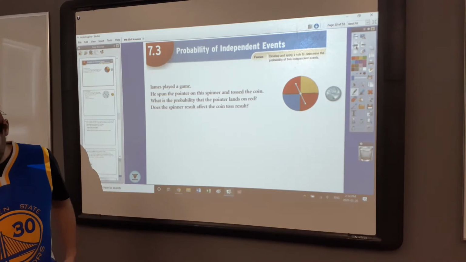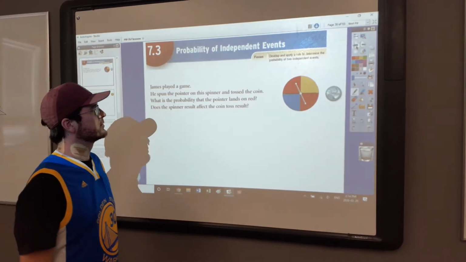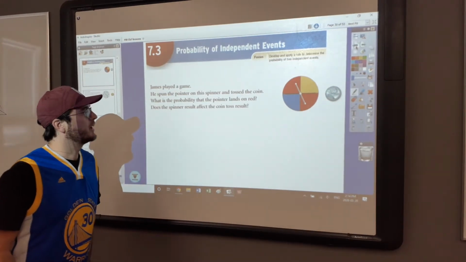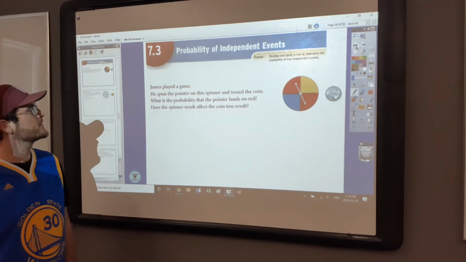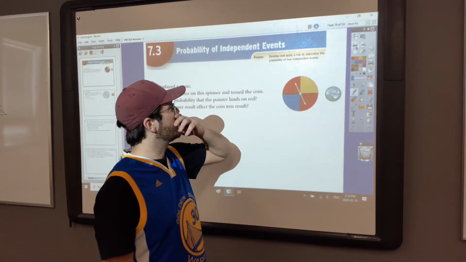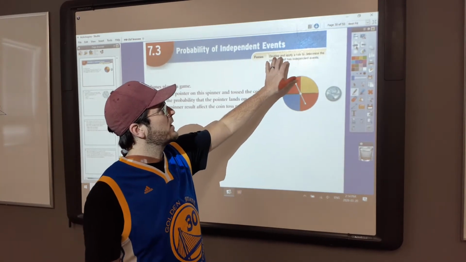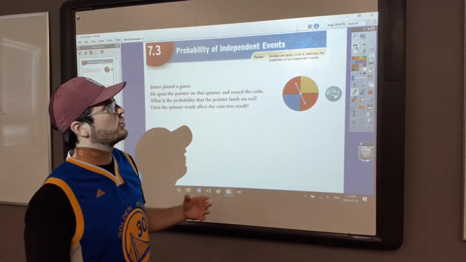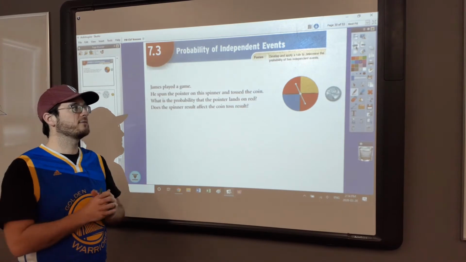7.3 and 7.4, we start dealing with probabilities. We're switching gears a little bit from looking at graphs. Okay, so we're going to look at probability of independent events. And in this section, we're going to develop and apply a rule to determine the probability of two separate events.